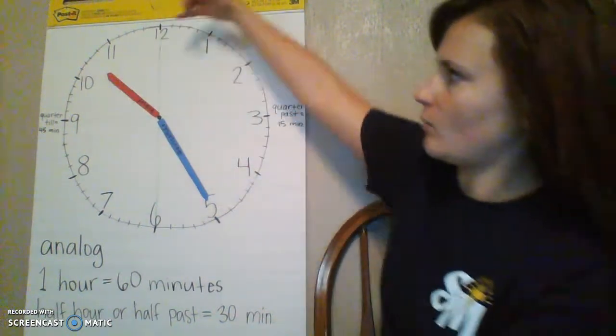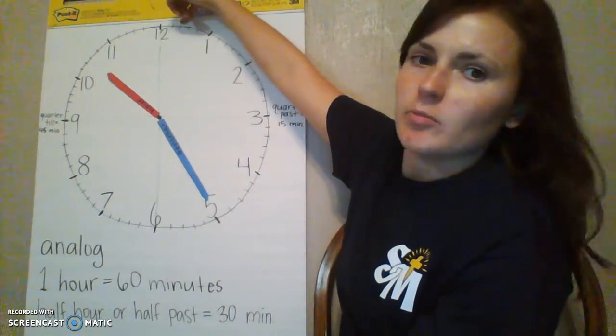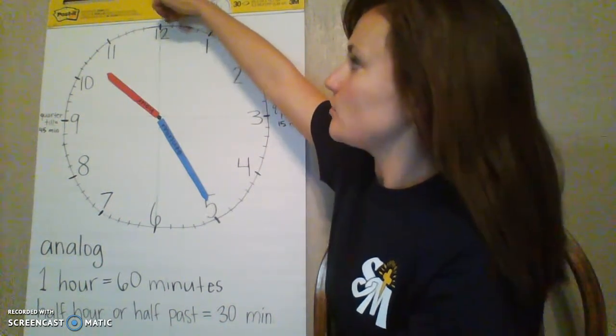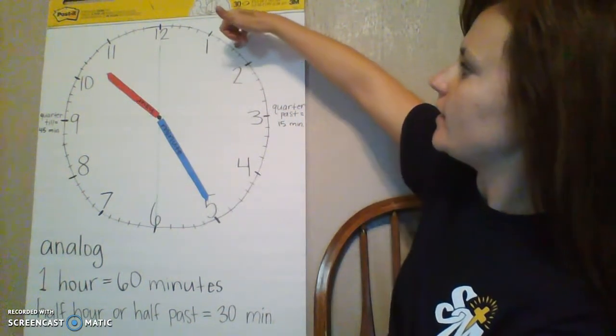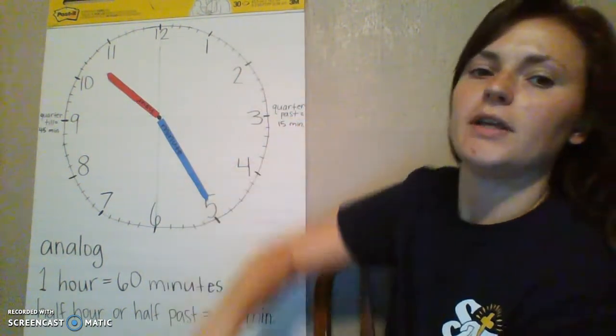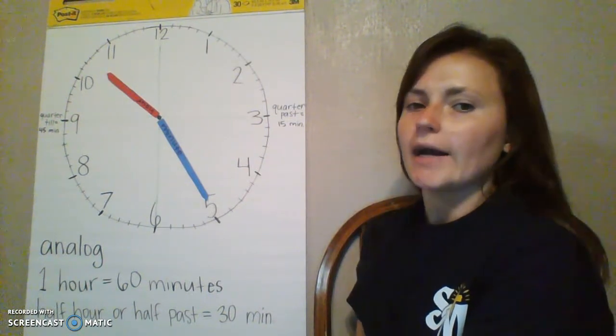Okay, and if you see these little marks, they all equal 1 minute. So we could count all of those. 1, 2, 3, 4, 5, 6, 7, 8, 9, 10. And eventually we would get all the way to 60 back at the 12.